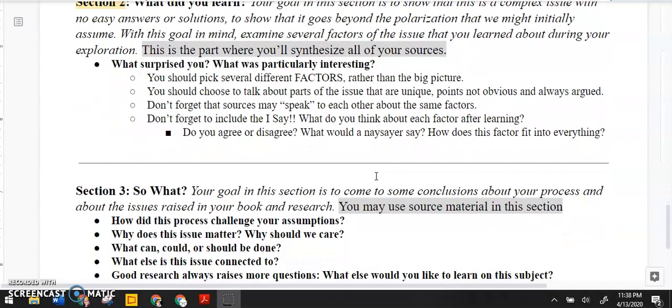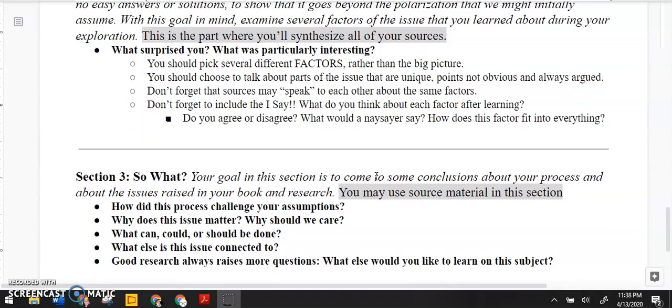Finally, you're going to wrap it up with section 3, and this is the so what. In this section, you're going to come to some conclusions about your process and about the issues that were raised in your book and your research. You might use source material in this section too. Here's a series of questions that you might use to wrap up your paper. How did the process challenge your assumptions? Why does the issue matter?